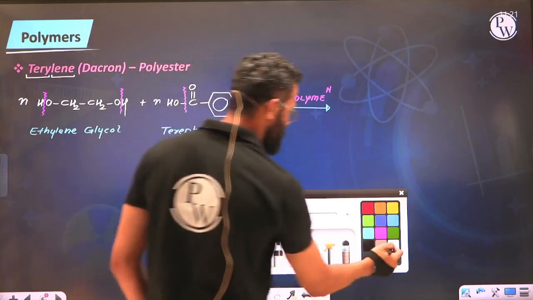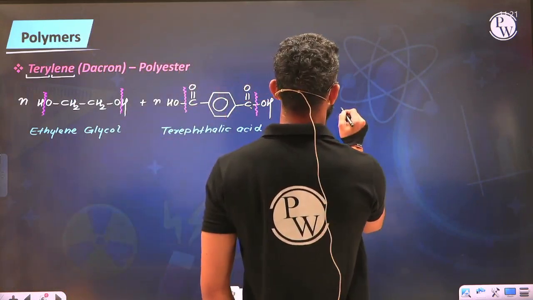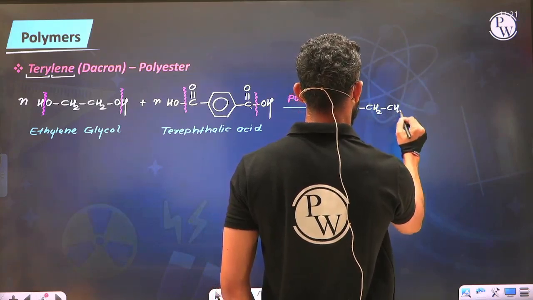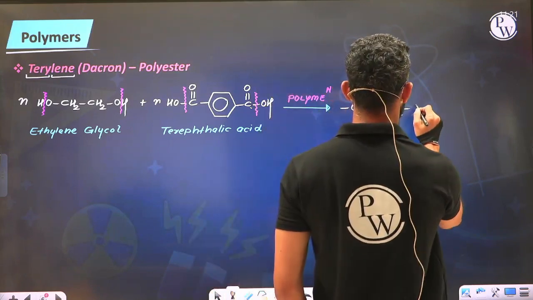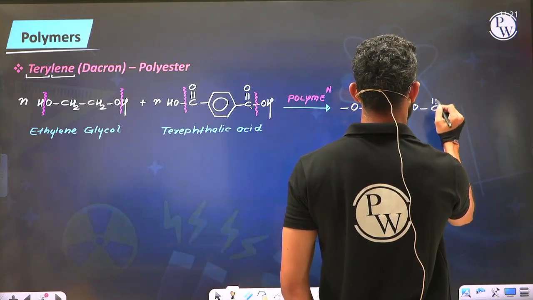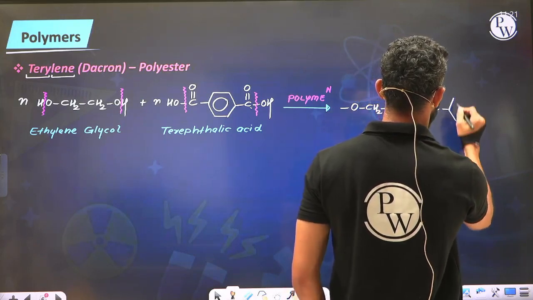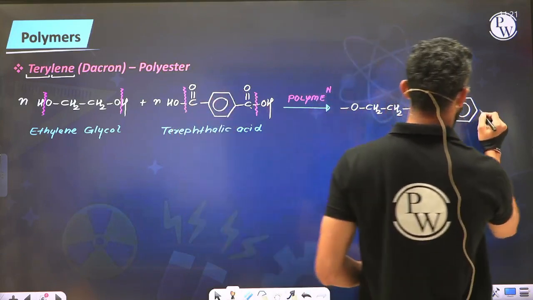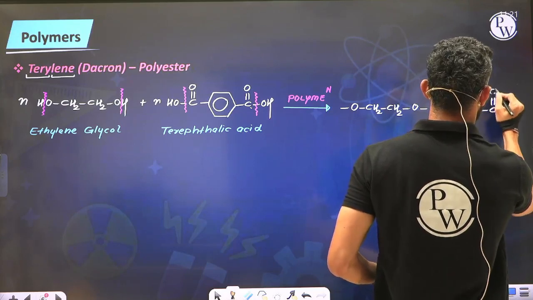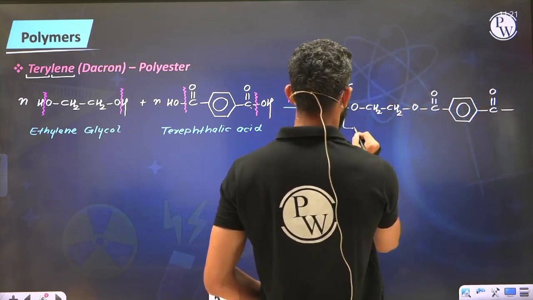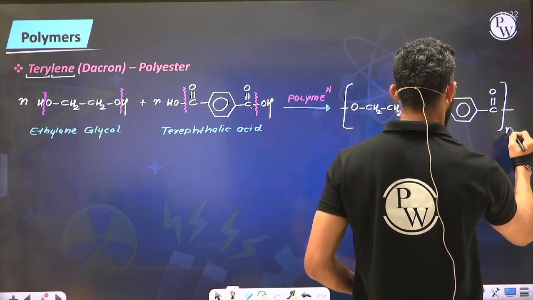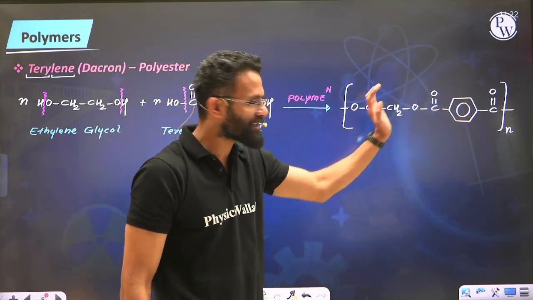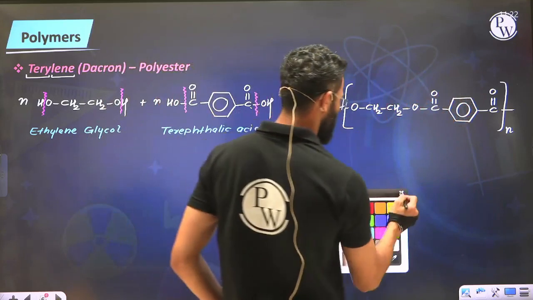So the product obtained would be, starting with this O, CH2 O C double bond O, further connected to the benzene ring, connected to C double bond O, and that will continue the further polymeric chain n times. Alright, so since the product contains terephthalic acid and ethylene glycol as monomers, we refer to this as terylene.